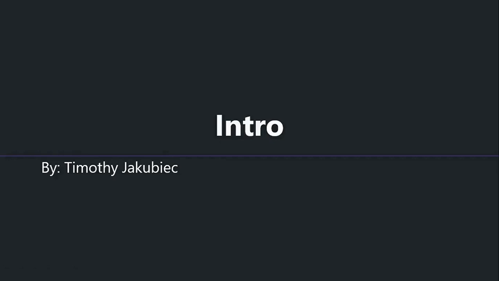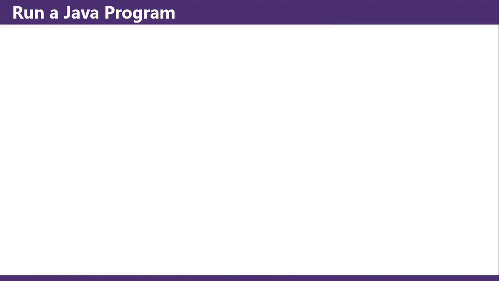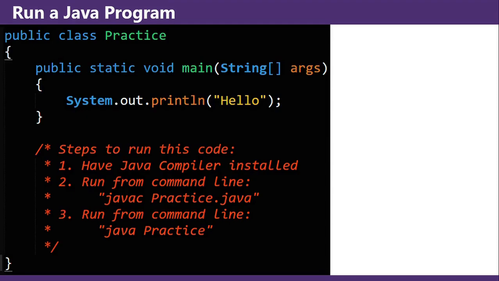Today's video is going to be an introduction to the Java programming language. Given some file, practice.java, you organize your file like this: public class practice, which has to be the same name as your file, and then you have a main method, public static void main(String[] args), System.out.println("hello"). This prints hello. And if you want to run this, you have a Java compiler installed.